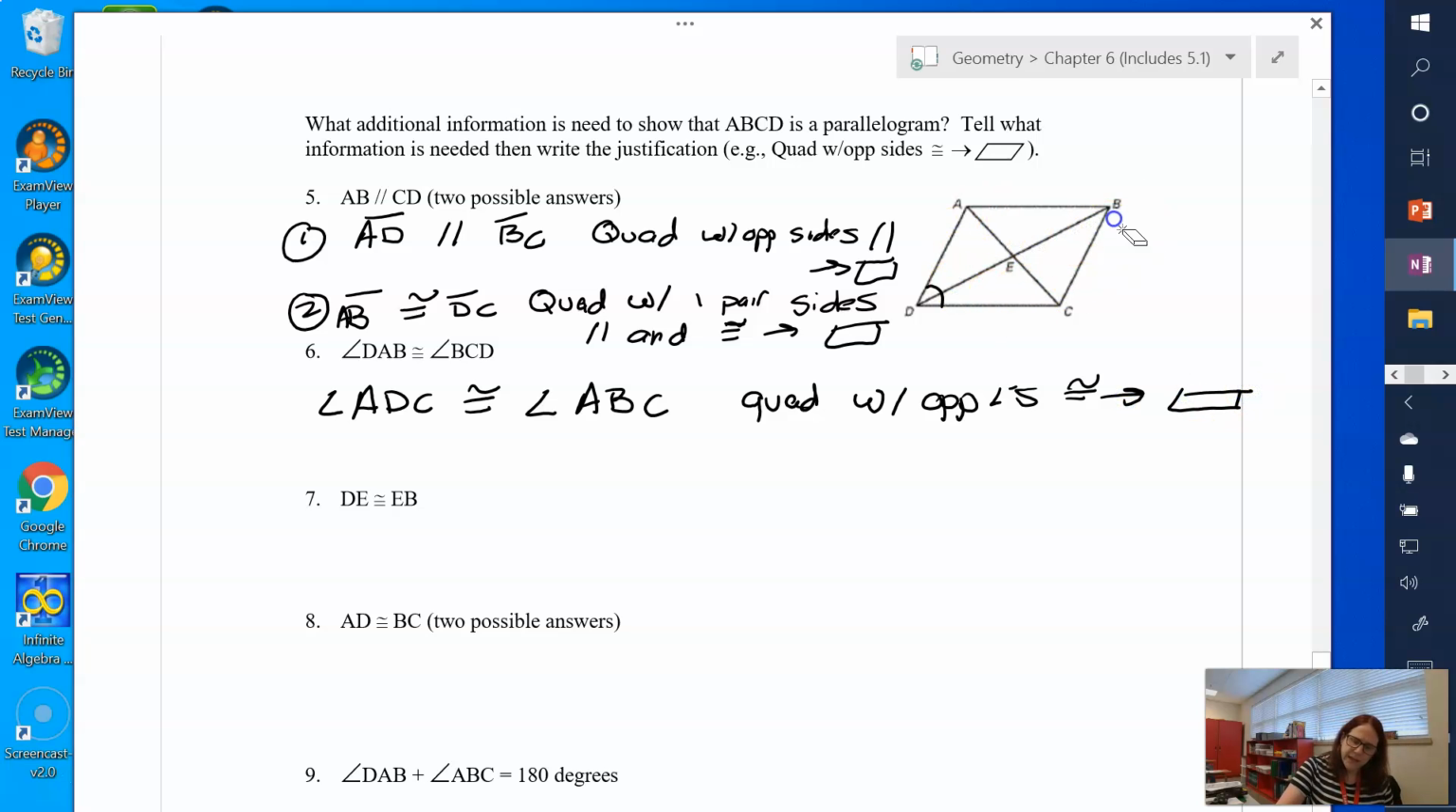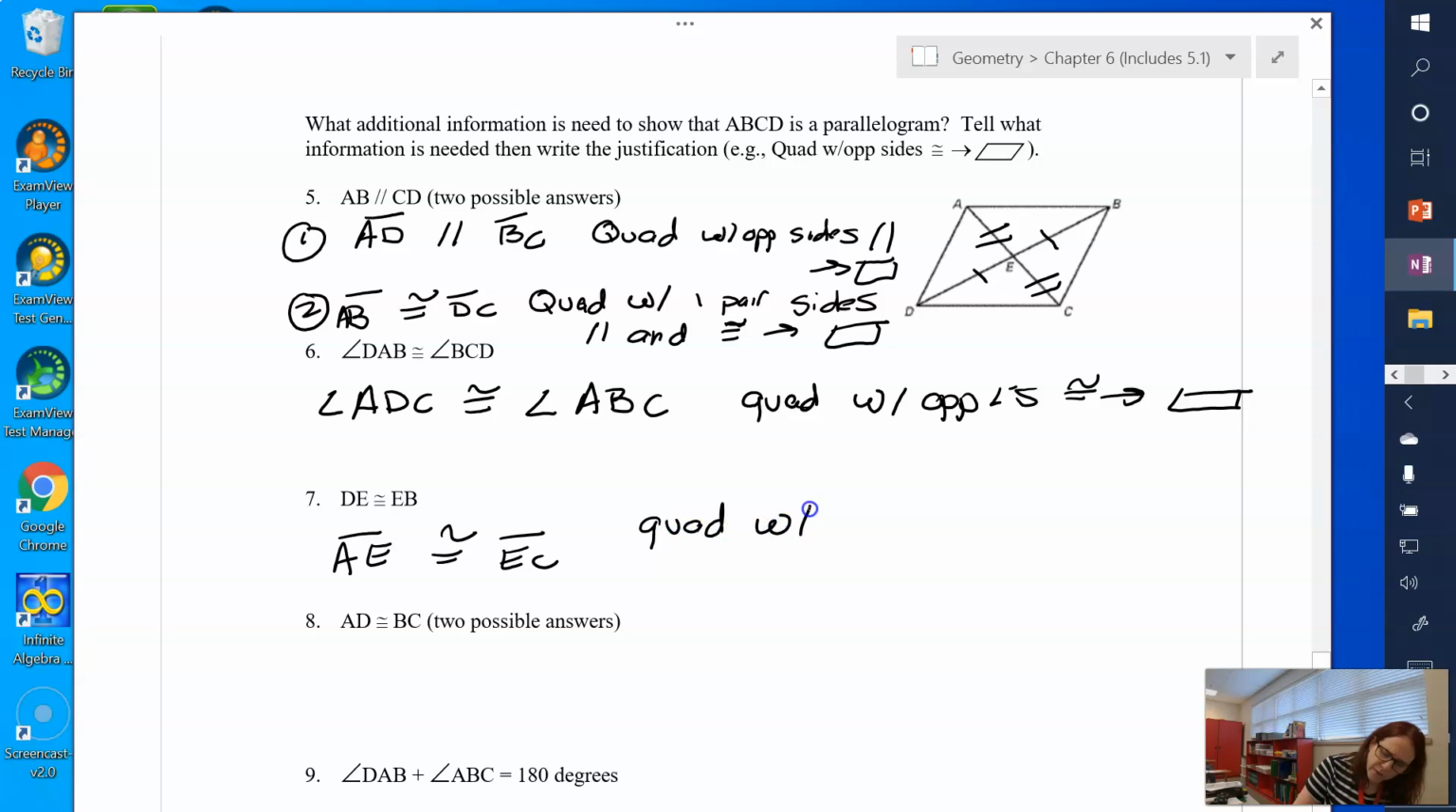Next one, line segment DE is congruent to line segment EB. So let's go ahead and mark our picture, DE and EB. So what we've done is we've marked a diagonal that has been bisected at point E. So if I'm looking at diagonals, then what I need is that other diagonal to also be bisected. Like that. So line segment AE is congruent to line segment EC, and that's going to be quad with bisecting diags.